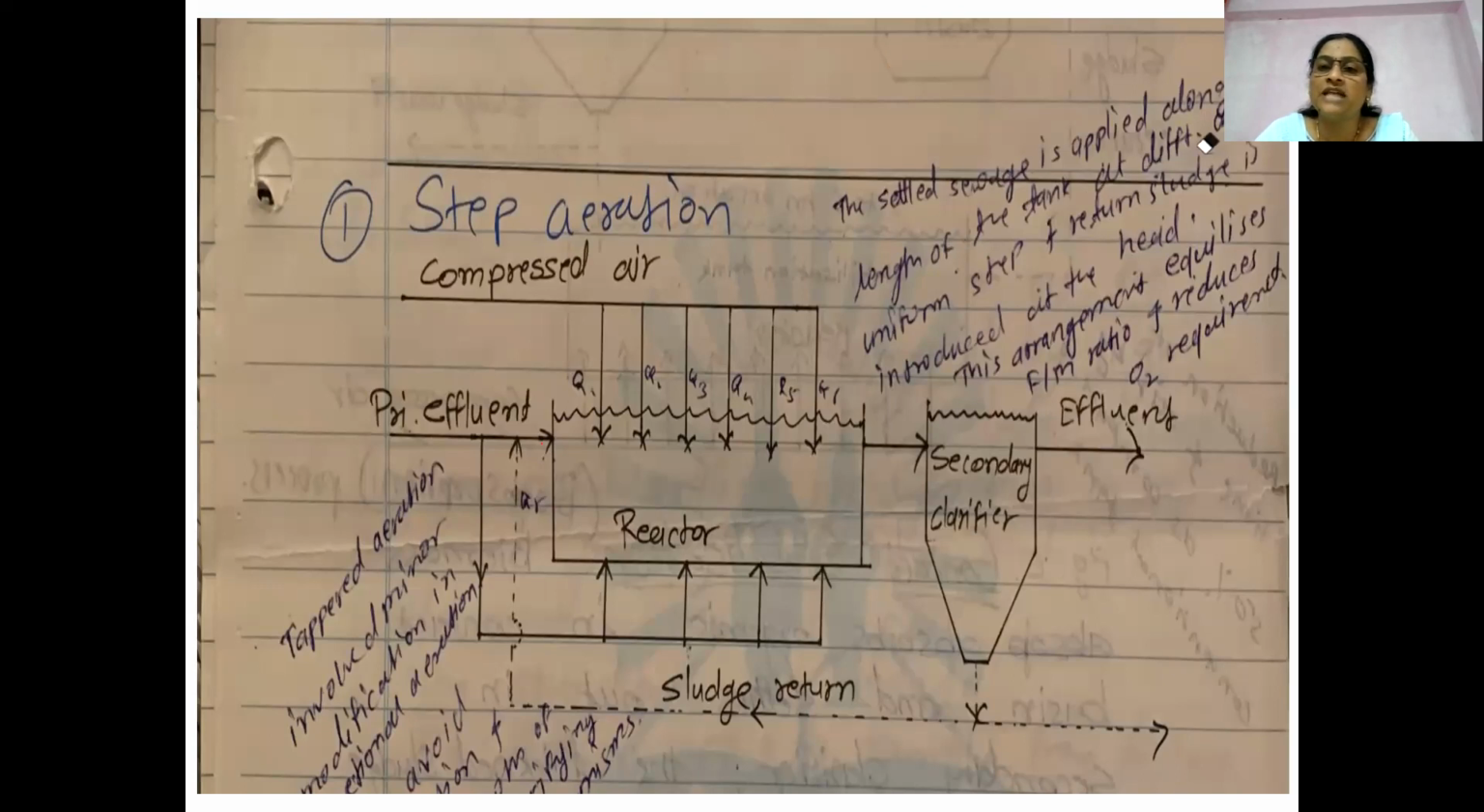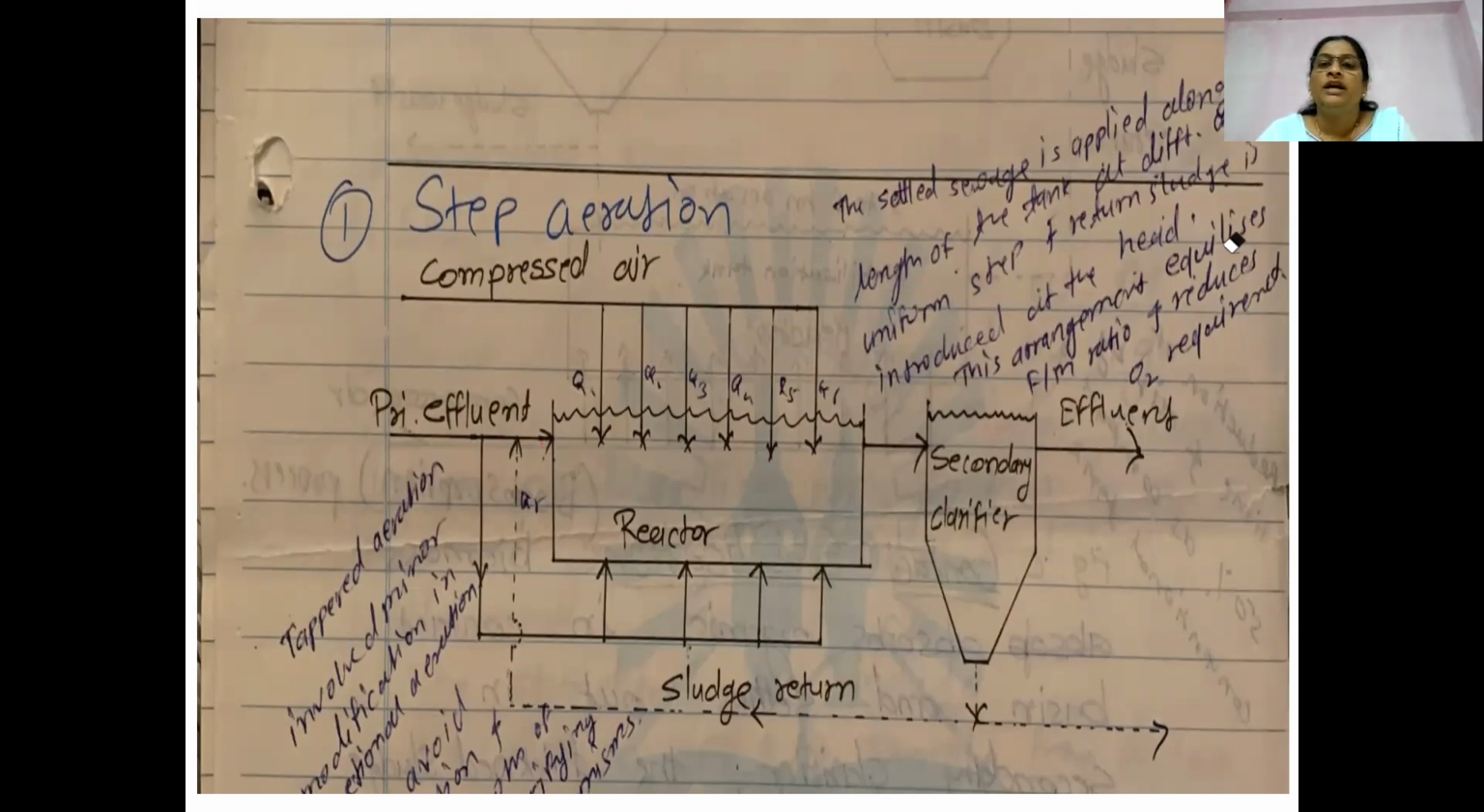The settled sewage is applied along the length of the tank, in step aeration, at different and uniform steps. It is not that here it is a bit more, here a bit less, here again increased, and again here very little. Is it like that or not? We are applying the influent with uniform steps. At the same time, we are applying the compressed air also at the uniform steps.